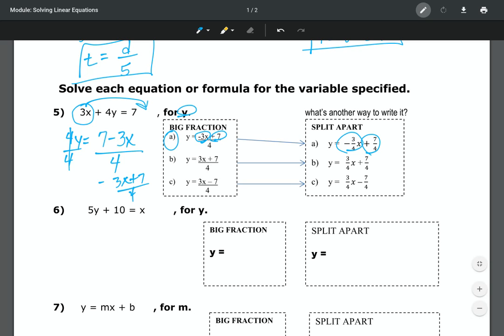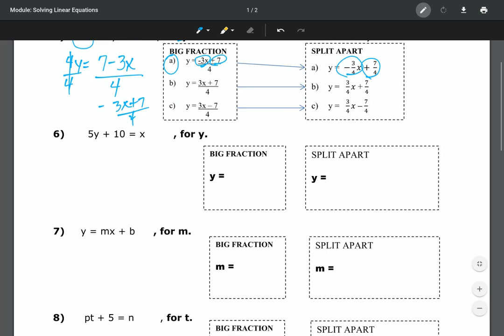All right, let's go on to problem 6. We're going to solve for y. So I'm going to take this 10x and I'm going to move it over. So I have 5y equals x. The positive 10x is going to become negative. Okay, and so I'm going to go through and I'm going to divide both sides by 5. So the big fraction would be y equals x minus 10 all over 5.